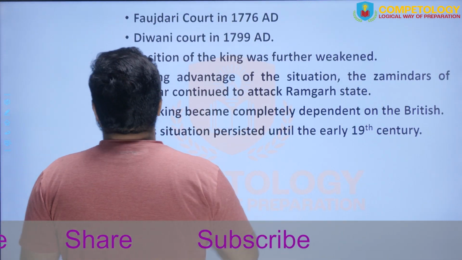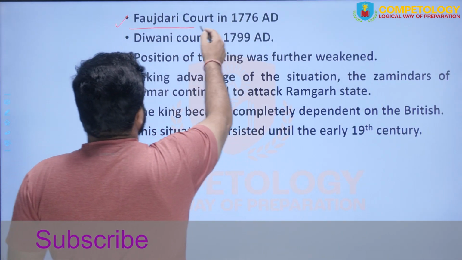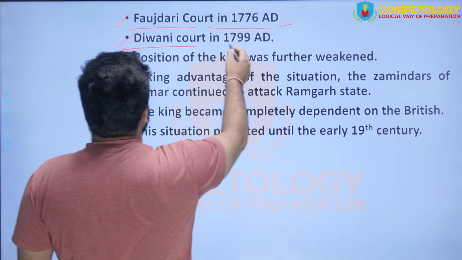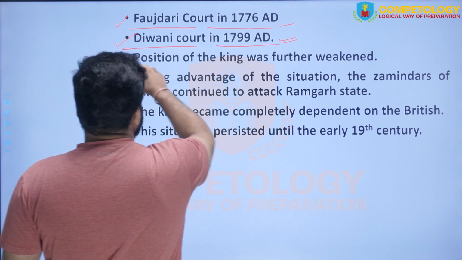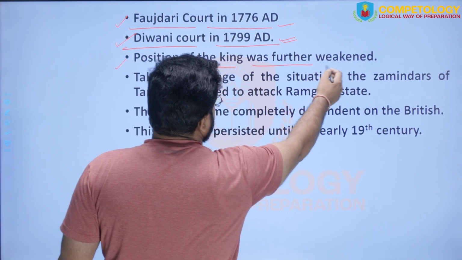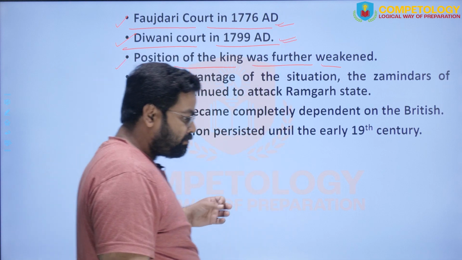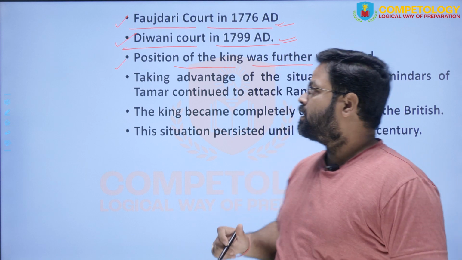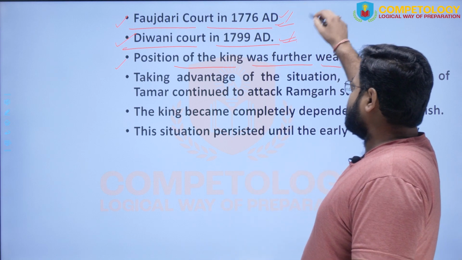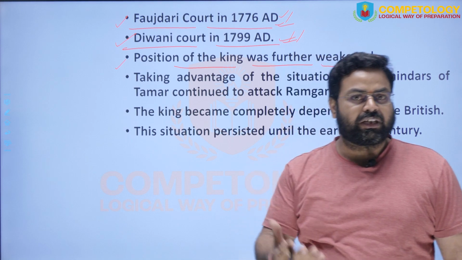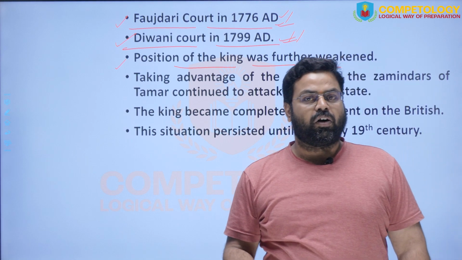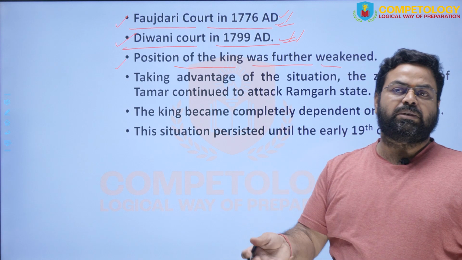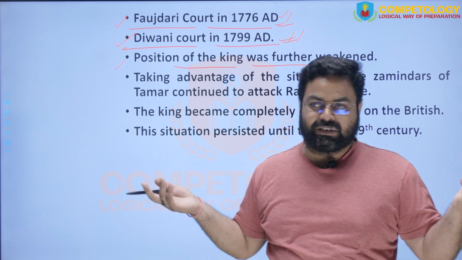Now what happened? Further, Faujdari court was established in this region in 1776. Diwani court was established in 1799, and the position of the king got further weakened because earlier the revenue work was snatched off from the king. Thereafter, the criminal and the civil adjudication authority, the judicial power, were also snatched away from the king. So thereafter he just became a figurehead, right?